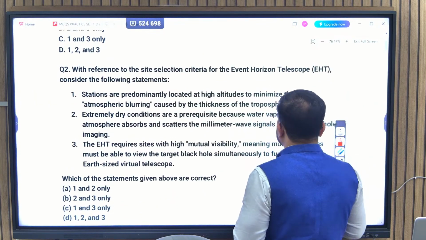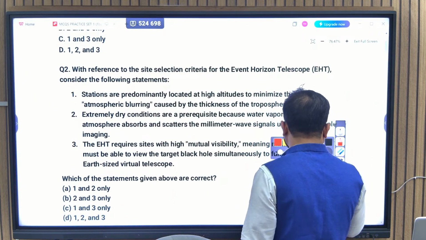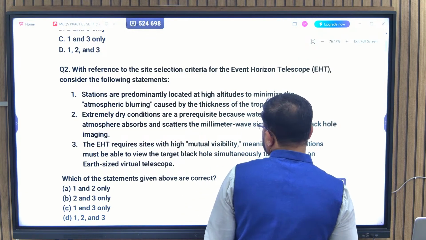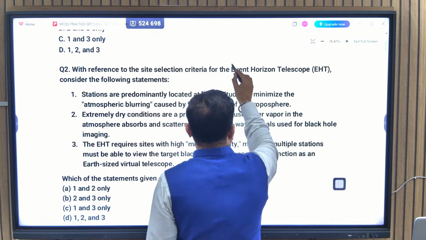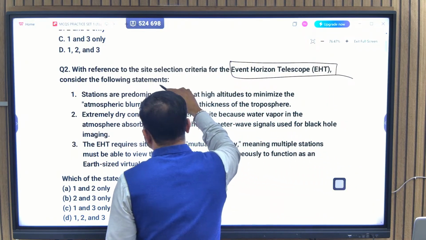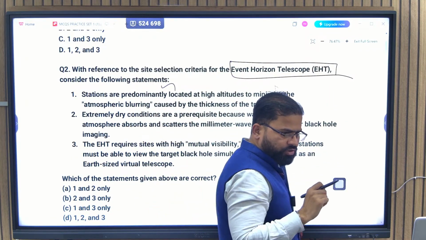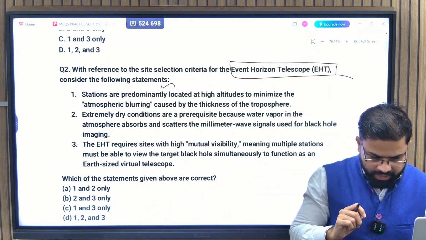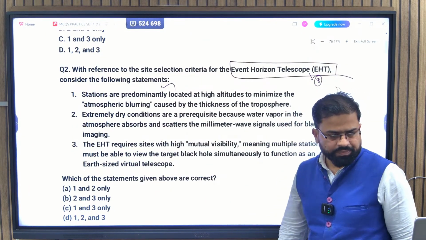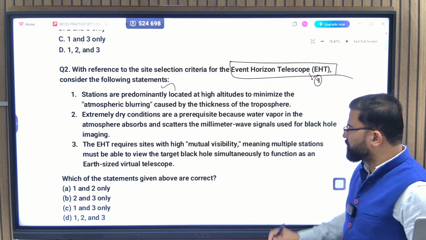Now, second, with reference to the site selection criteria of the Event Horizon Telescope, we have discussed this in our classes. Consider the following statements. First of all, when you talk about the Event Horizon Telescope, it comprises a total of how many telescopes? It comprises 8 telescopes. That is the first point.